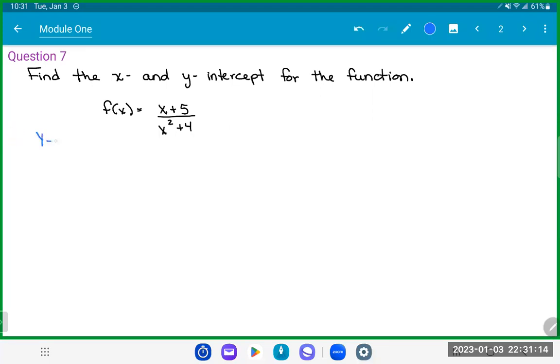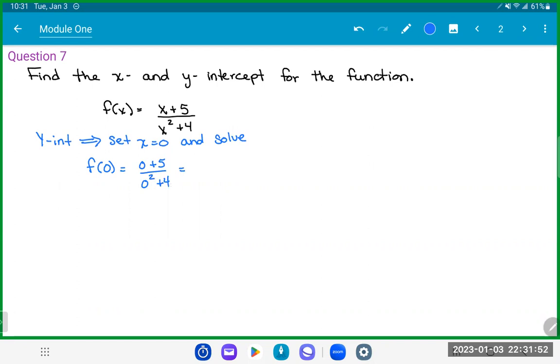If I want to look at my y-intercept, that means I need to set x equal to 0 and solve. That's saying I'm going to look for this function where f of 0 is. Everywhere I have an x in my function, I'm going to replace that with the 0. So I get 0 plus 5 divided by 0 squared plus 4.